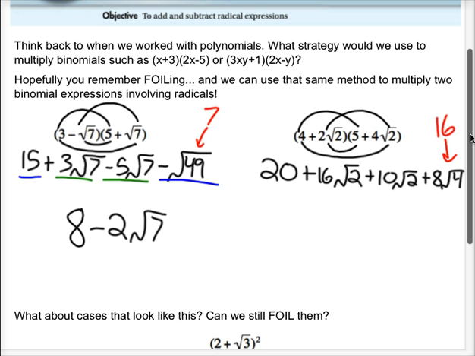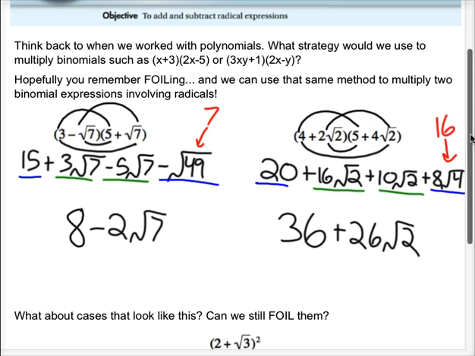So when I'm combining my like terms, 20 plus 16, well, that's going to give me 36. And then I combine my 16 square roots of 2 with my 10 square roots of 2. Well, that is going to give me 26 square roots of 2. And that's going to be as far as we can take it. So that is standard foiling. Now, we can take it a step further naturally.